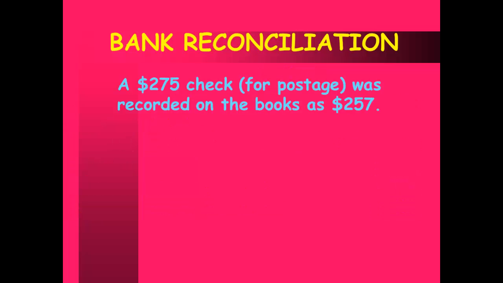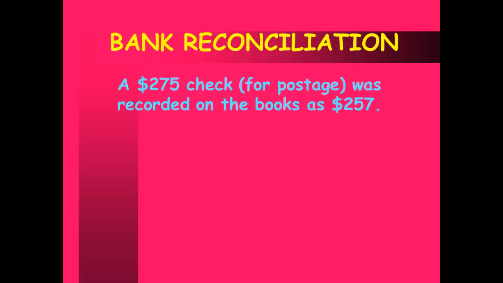Now, there are two more items we need to consider, and these are errors that Barney made. Not the bank, but Barney. For the first one, a check was written for $275 for postage, but when Barney wrote it down in his books, he accidentally wrote it down for $257. What do we call that when we flip-flop the digits? A transposition. Good. And for reasons that make no sense to me, transpositions are always divisible by 9. So we have a difference of what, $18 here? Is this going to be an error on the bank or the books? The books. But now we have to decide, do we add or subtract the $18?